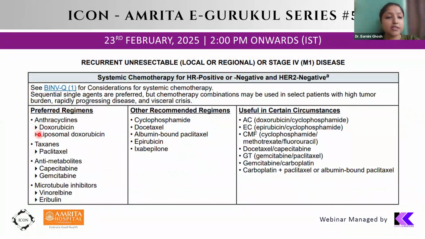So the preferred regimens used for systemic chemotherapy are anthracyclines, taxanes, antimetabolites like capecitabine and gemcitabine, and microtubule inhibitors like vinorelbine and eribulin. Also, drugs like cyclophosphamide or ixabepilone may be used. And the regimens, as we have seen, paclitaxel, carboplatin, gemcitabine-based regimens, and AC, EC, CMF, all these regimens may be used.